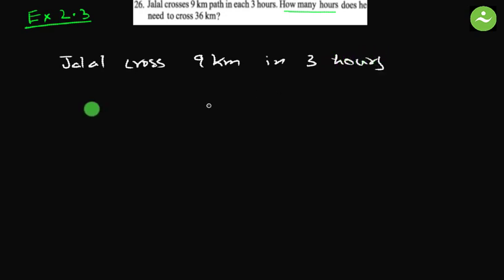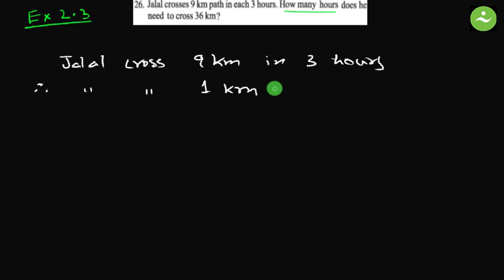Question number 26. Jalal crossed 9 kilometer path in each 3 hours. How many hours does he need to cross 36 kilometers? So we have to find out how many hours. So we put hours on the right and kilometer on the left. So Jalal crossed 9 kilometers in 3 hours. We start from here. Jalal crossed 9 kilometers in 3 hours. Therefore, we can say Jalal crossed 1 kilometer.